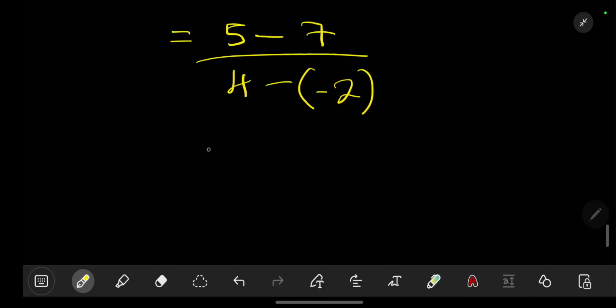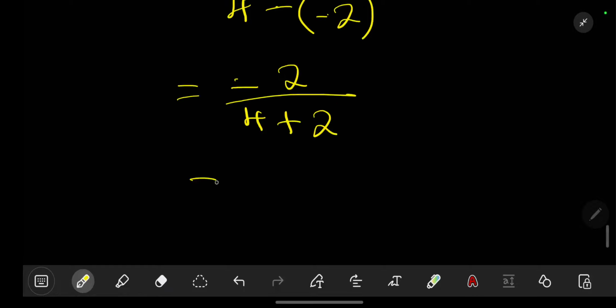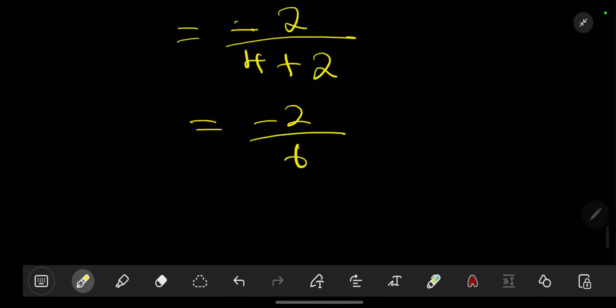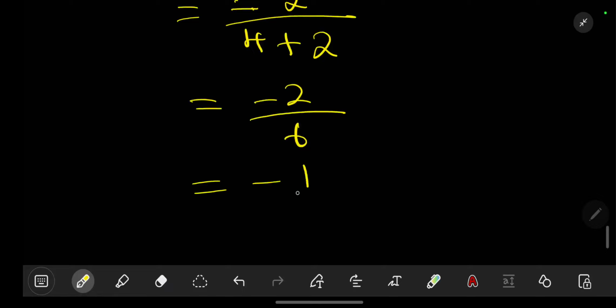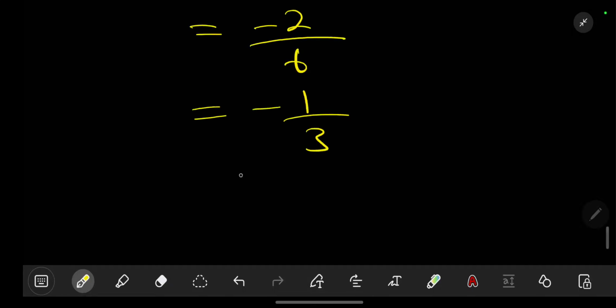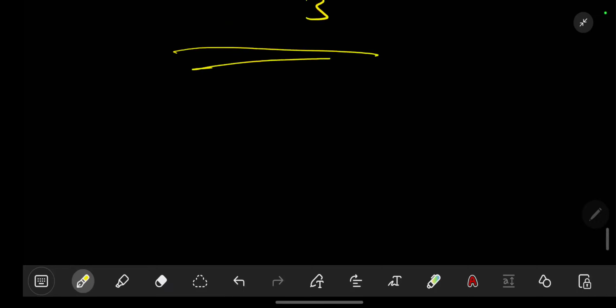So this is going to give us 5 minus 7, which is negative 2, over 4, and negative by negative is positive, so positive 2. So we have negative 2 over 6, and dividing these, we are going to have negative 1 over 3. So this will be our gradient in that form.